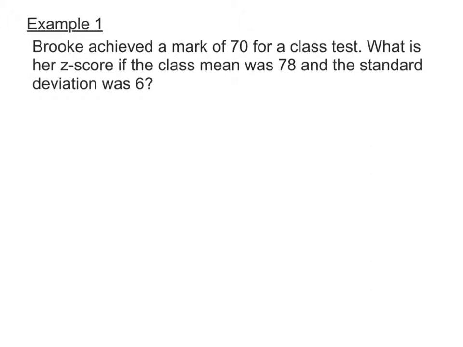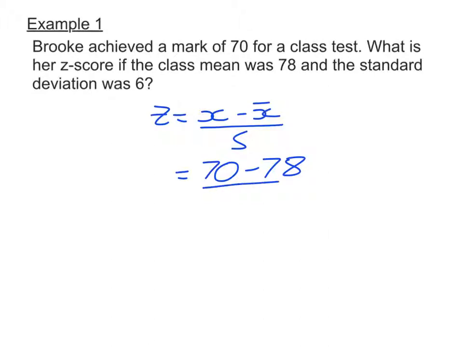So now that you've estimated it and we know roughly what our answer should be, we can actually do our calculations. If we write down our formula, z equals x minus x bar over s, our score was 70, the mean was 78, and the standard deviation was 6. And if we put that in your calculator, it'll come out with -1.3 if we round it to one decimal place. So that's pretty much what we were expecting, -1.3 standard deviations below the mean.